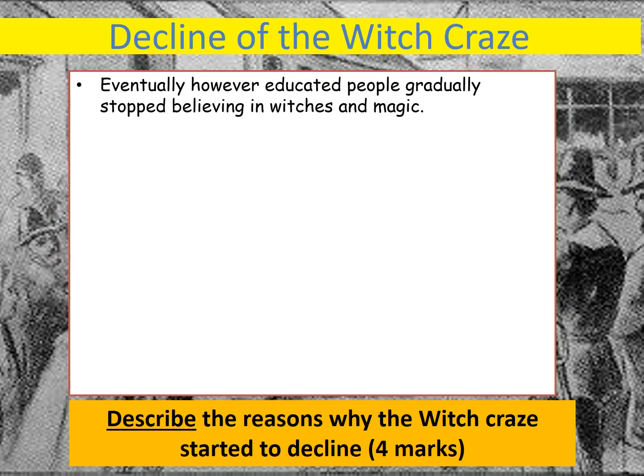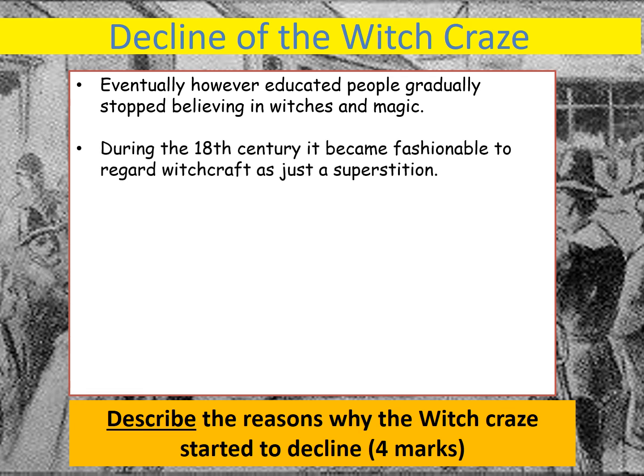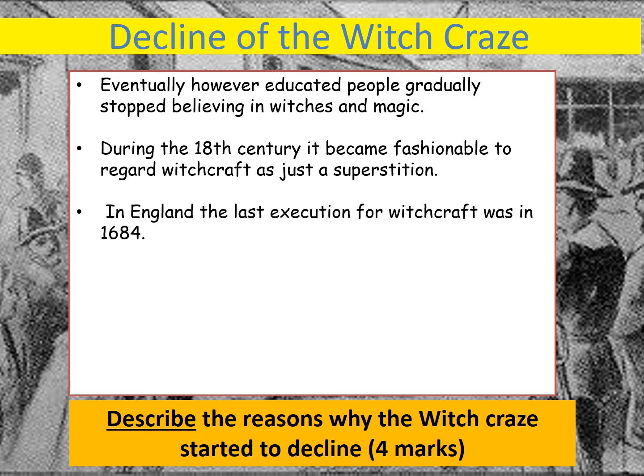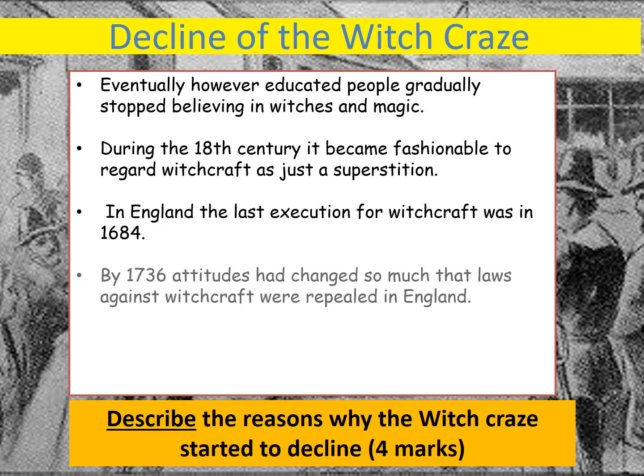Eventually as well, educated people gradually stopped believing in witches and magic. During the 18th century, it became fashionable to regard witchcraft as just a superstition. Now, in England, the last execution for witchcraft was actually in 1684.